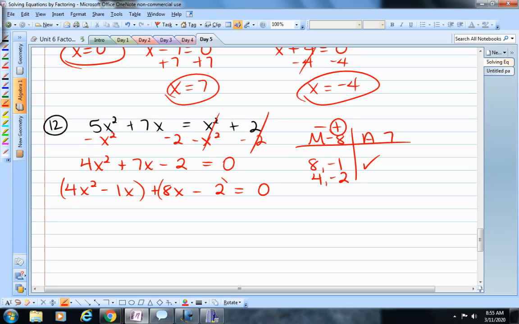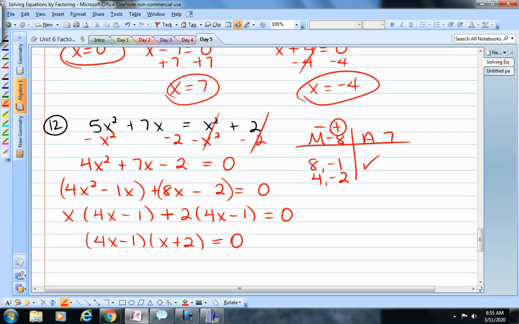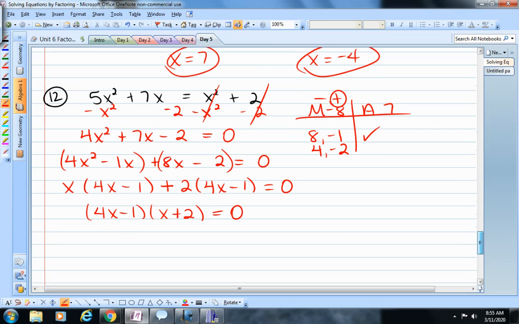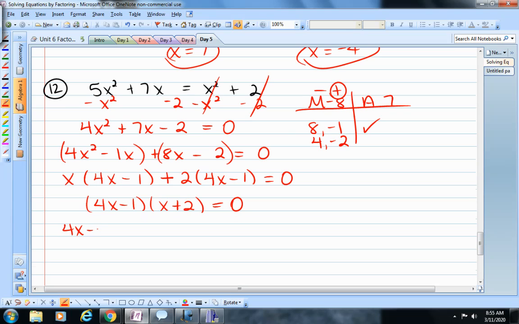Group and group. What's my GCF in my first group? And that leaves me with 4x minus 1, very good. Plus, what's my GCF in my next group? 2. What that leaves me with? Close parentheses equals 0. What are my factors? Factors completely. Yes. How do I find my solutions? Set both factors equal to 0. So 4x minus 1 equals 0. And 2 equals 0.